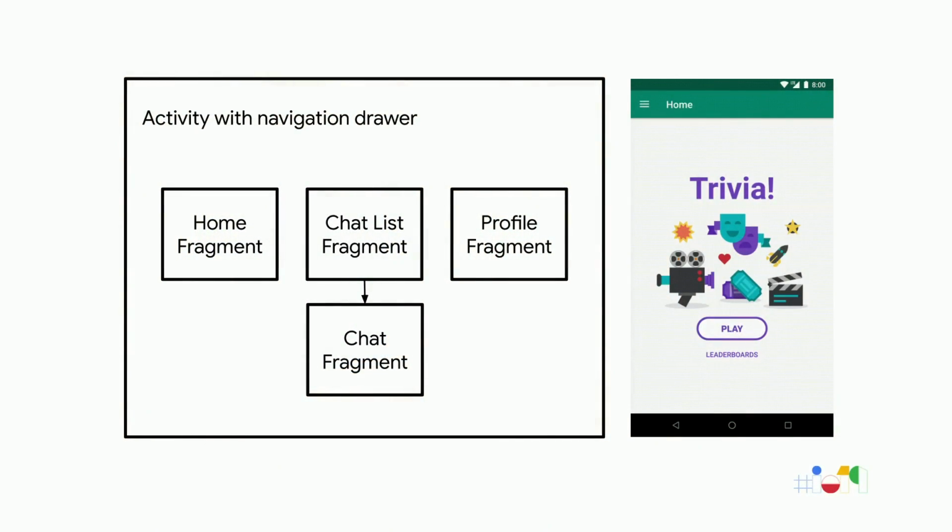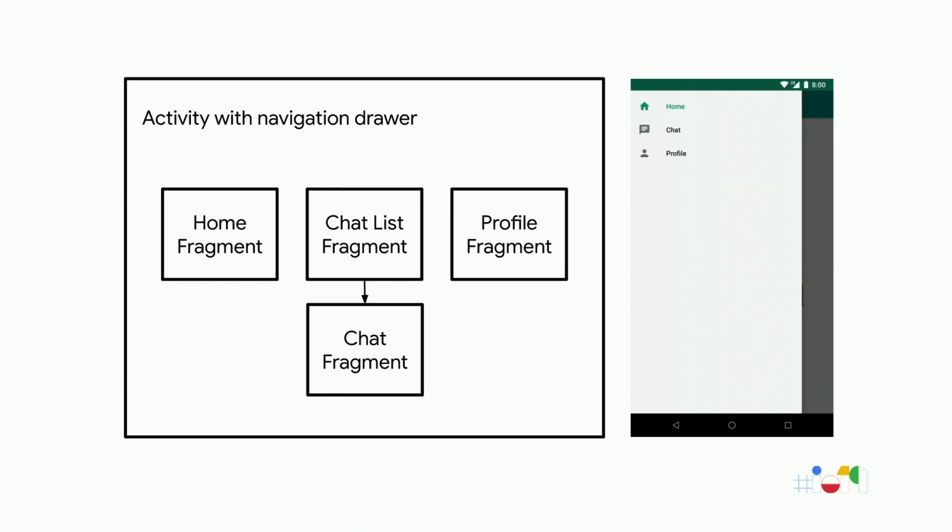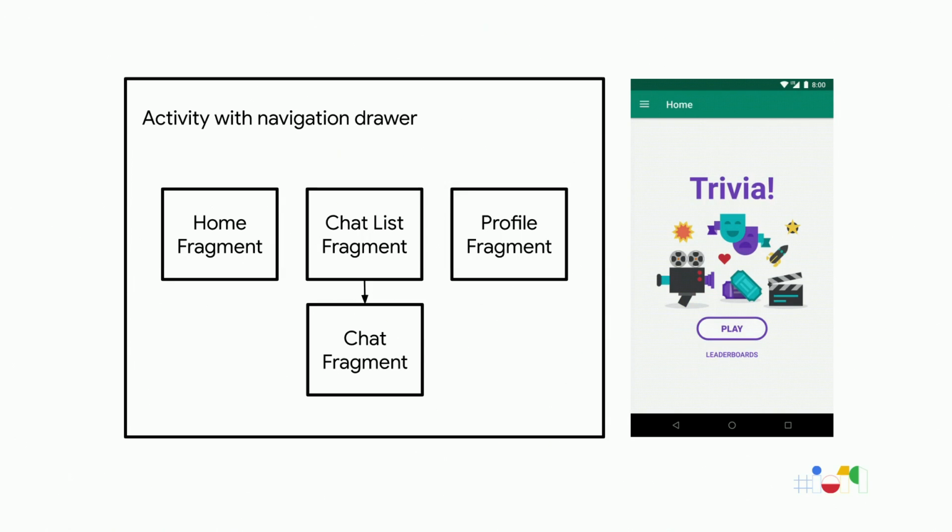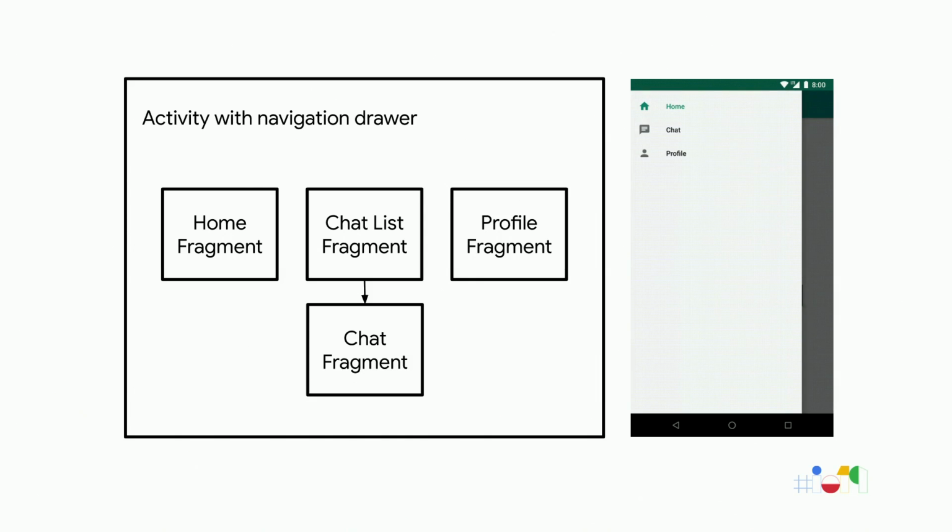So I think it's best to explain navigation with a sample app. Here we're going to build a trivia app, and because I'm a Googler, it of course has chat built in. So we have a chat list that has all of your conversations, and then of course a chat fragment, which will actually have the actual conversation itself. And of course a profile, and all these will be available via a navigation drawer on our main activity.